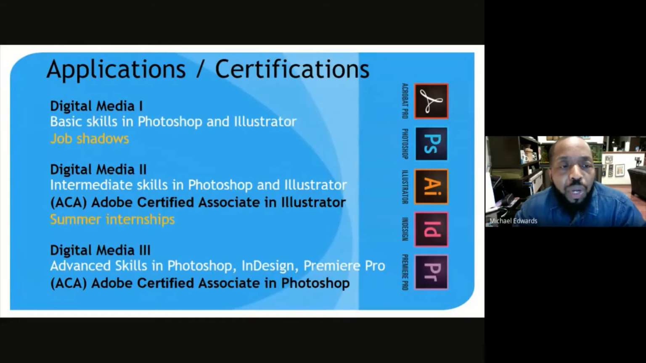So students also become certified in Photoshop and Illustrator. So in Digital Media 1, they learn the basic skills of Photoshop and Illustrator, but they also have an opportunity during the school year to have job shadows. In Digital Media 2, it's a little more advanced, again, with Photoshop and Illustrator, but now they become certified in Illustrator. And then there are summer opportunities for internships.